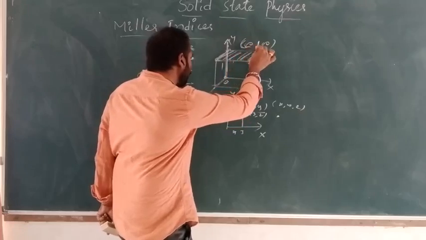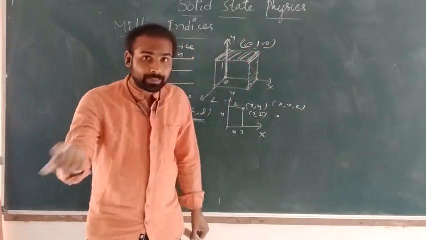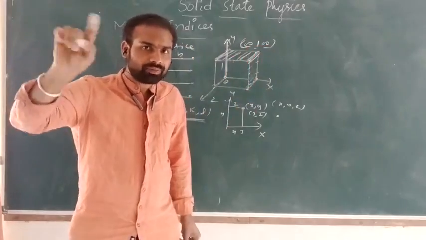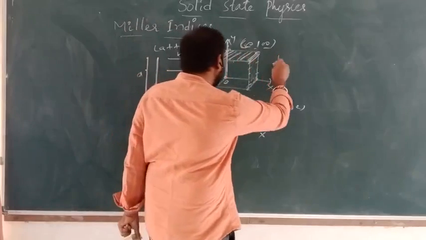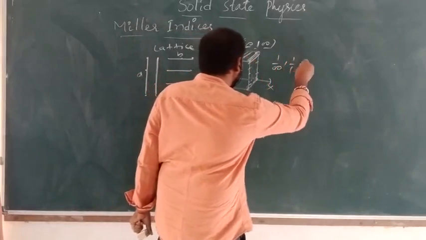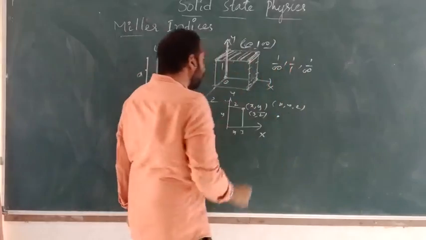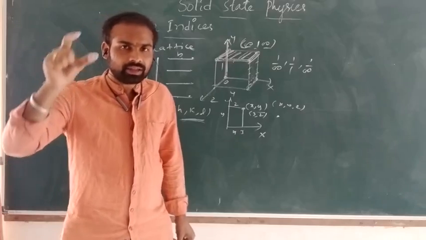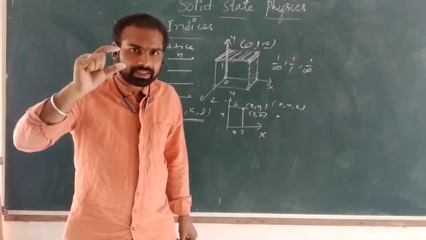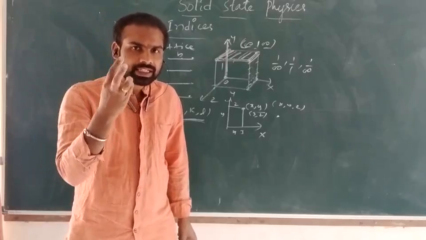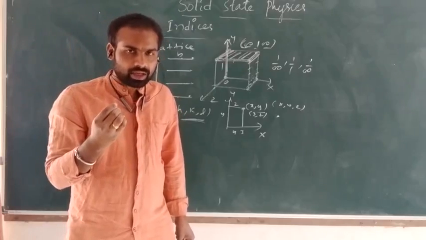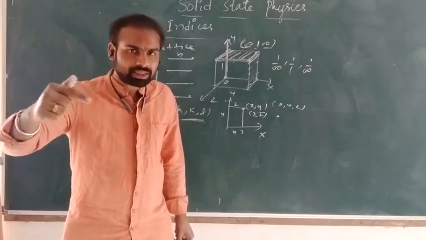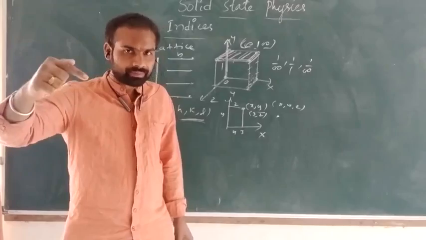Intercepts are infinity, 1, infinity. Then the reciprocals of the intercepts: 1 by infinity, 1 by 1, 1 by infinity. What is the definition of Miller indices? The Miller indices are three smallest possible integers whose ratios are similar to that of the reciprocals of the intercepts.